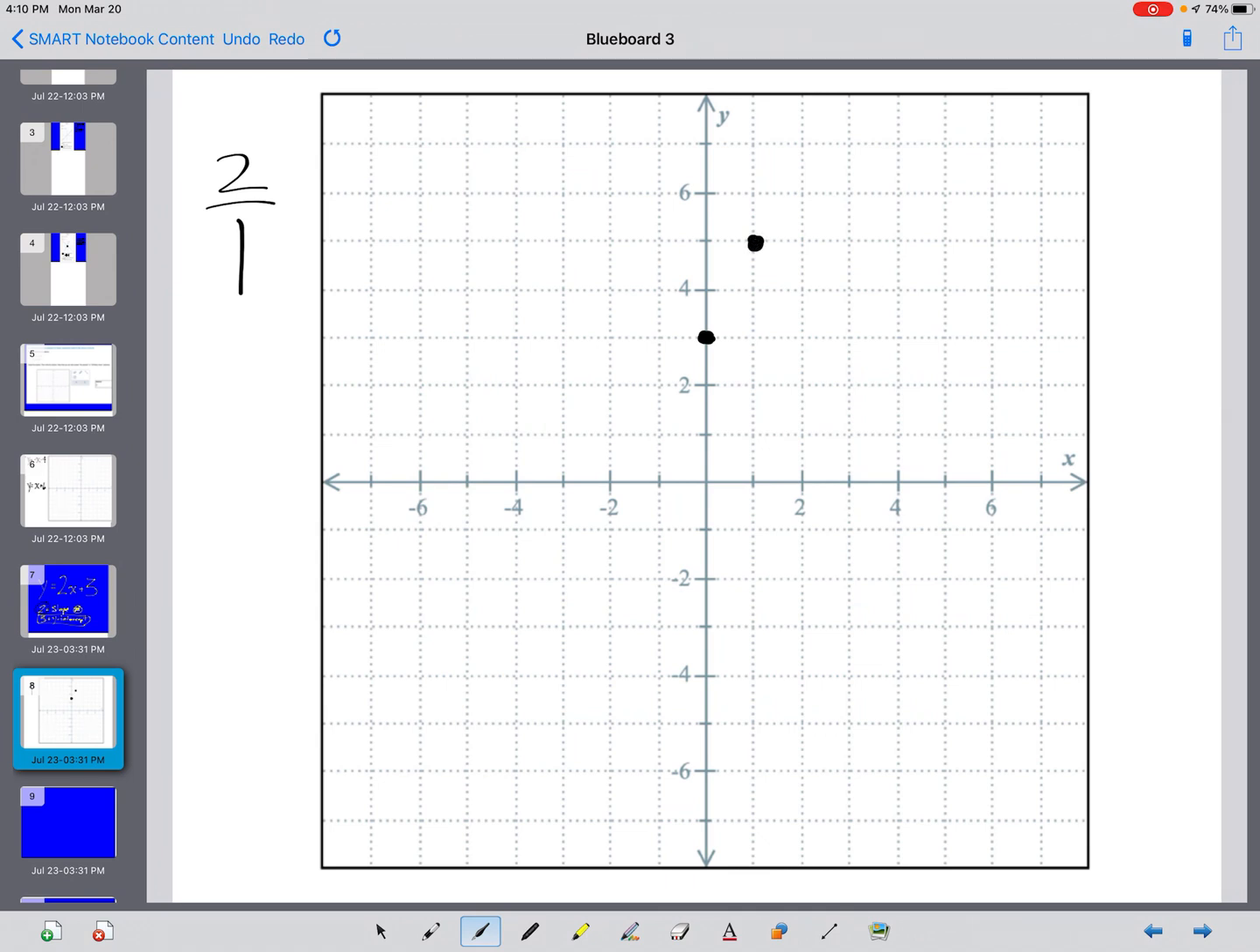Okay? And again, we can go up 2, over 1, and then graph that point. So we can see our line forming, and then we can graph that line. And that's how we graph equations. And so let's go back to our original problem.